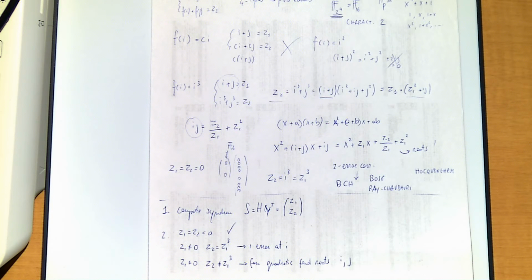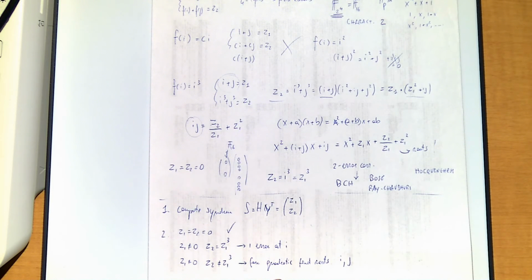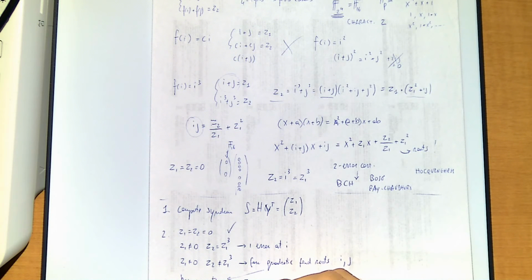These are going to be my errors. Of course, this is a quadratic, so there's also the case that this quadratic has no roots. Or also it could happen that z1 is equal to 0, but z2 is not. And then there are at least 3 errors. Okay, so I can tell you something went wrong. You put too many errors. I cannot correct this.